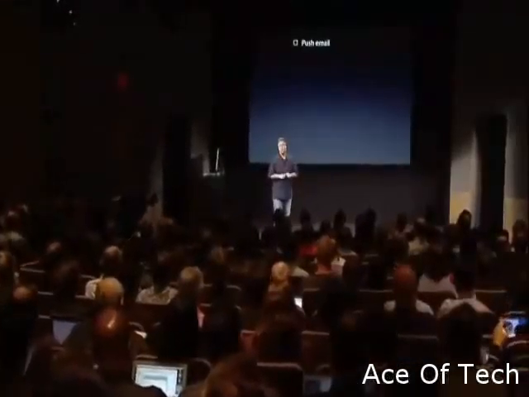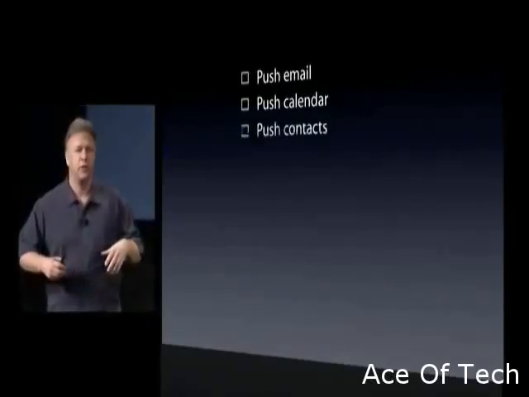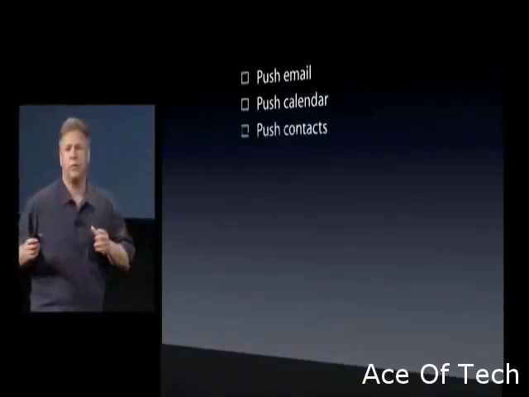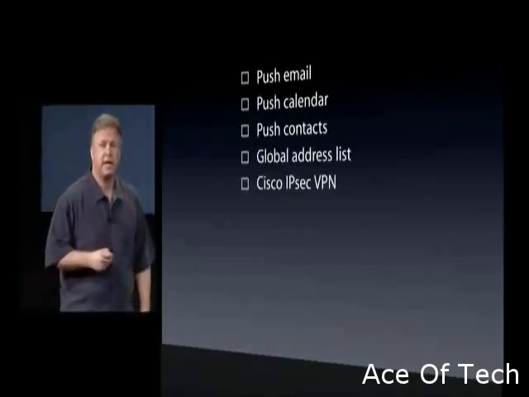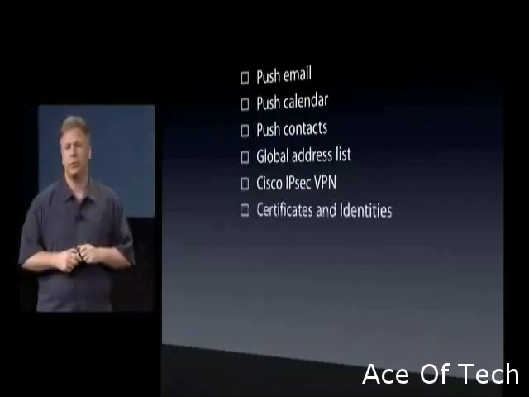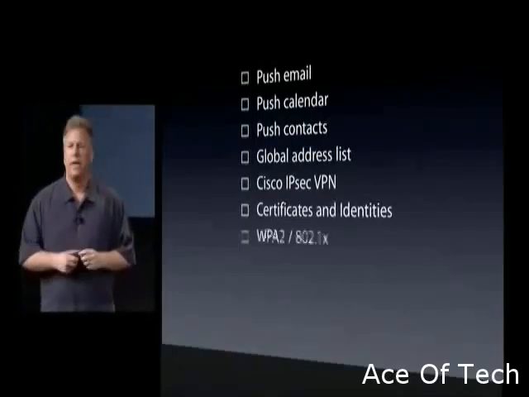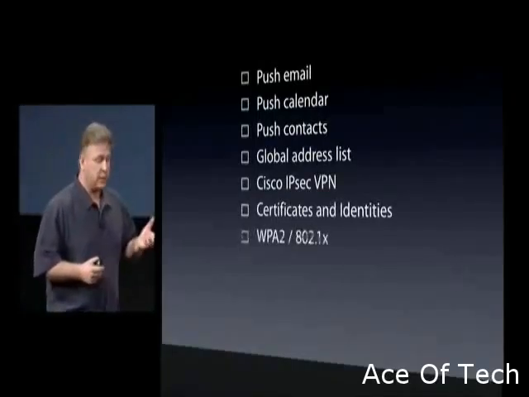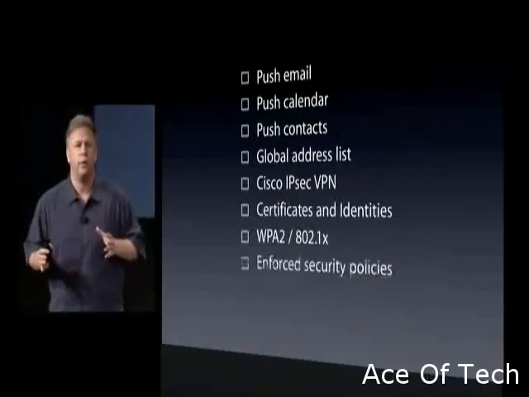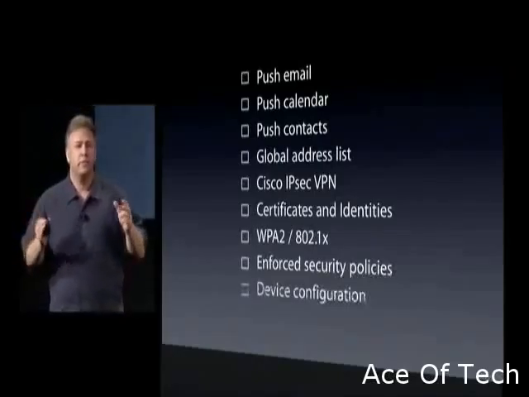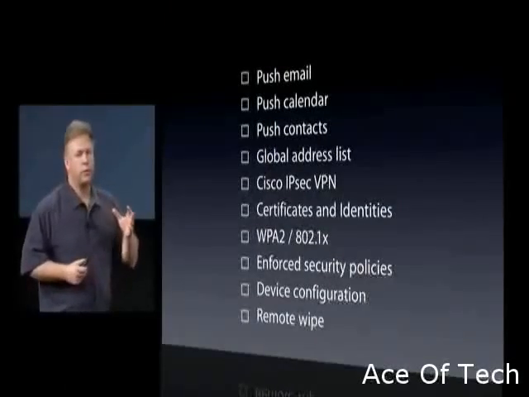Great email integration, calendar integration. They have access to their contacts and have it pushed back and forth with their servers. Global address lists, Cisco IPsec VPN, two-factor authentication with certificates and identities, enterprise-class Wi-Fi with WPA2 Enterprise and 802.1x. Help them enforce security policies, tools to help them configure thousands of devices that will remotely wipe it.